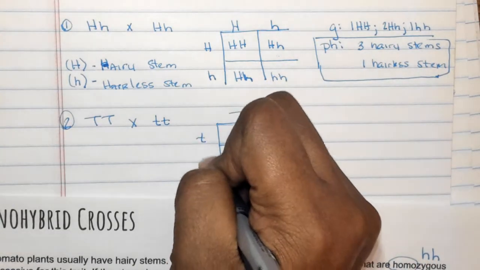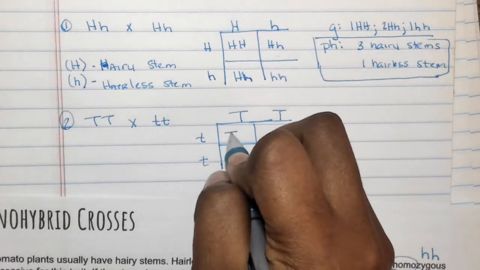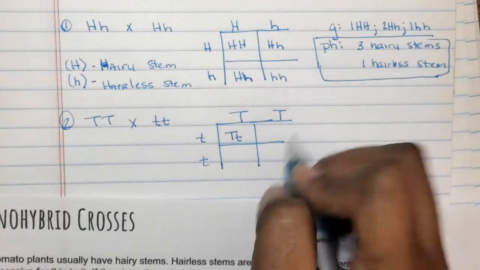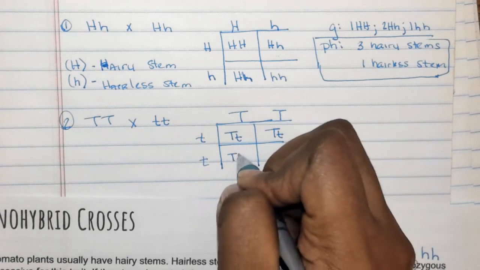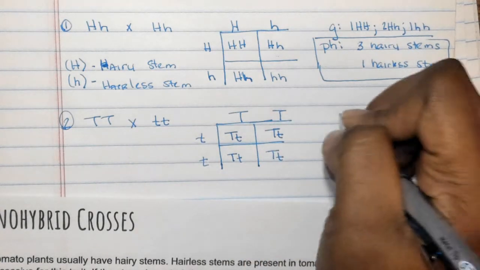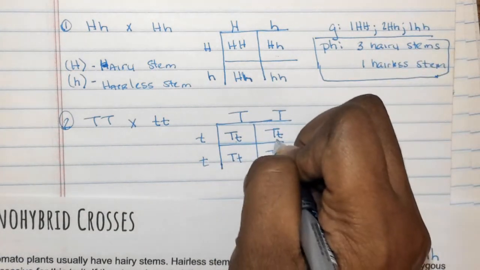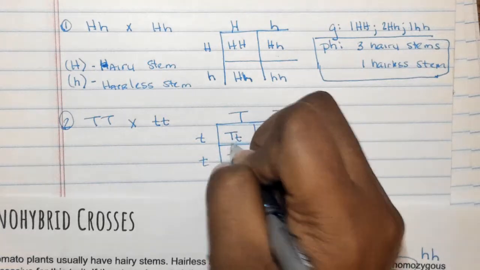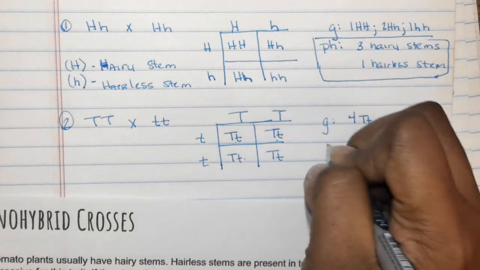The law of segregation says they separate. So first offspring is big T, little t. Second, big T, little t. Third, big T, little t. And fourth, big T, little t. The genotype ratio: in each and every box, I've got big T, little t. So it's going to be 4 big T, little t.